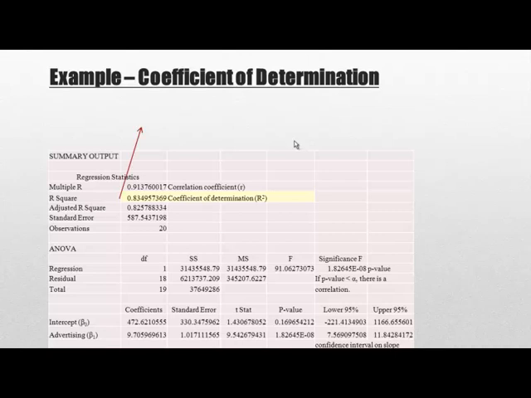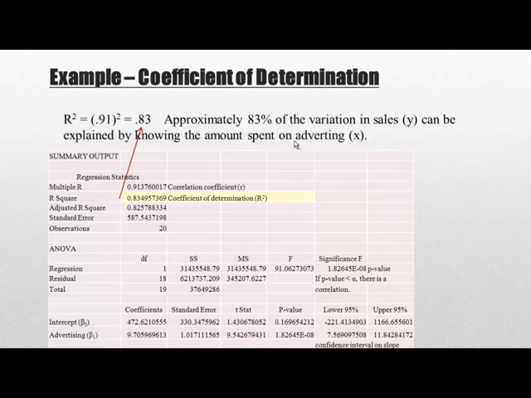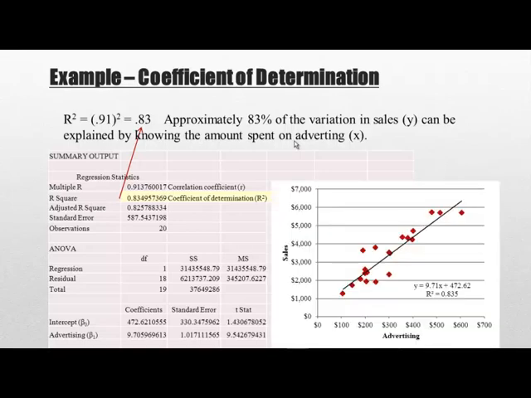The coefficient of determination is there. So approximately 83% of the variation in sales can be explained by knowing the amount spent on advertising. So 83% of the variation in sales, how much up and down we go, can be explained by knowing how much is spent on advertising.